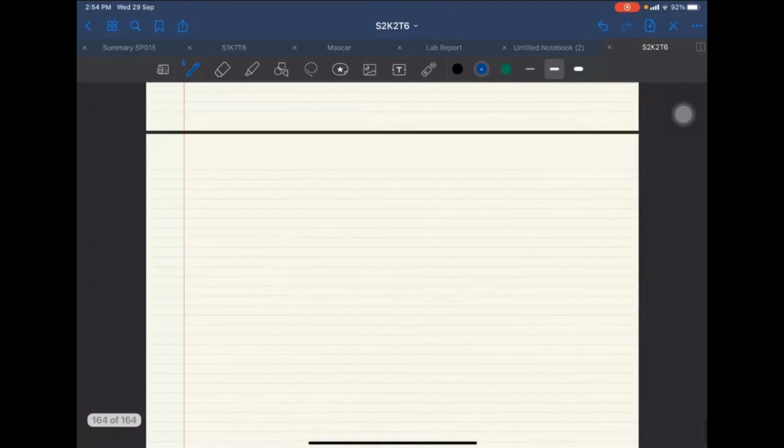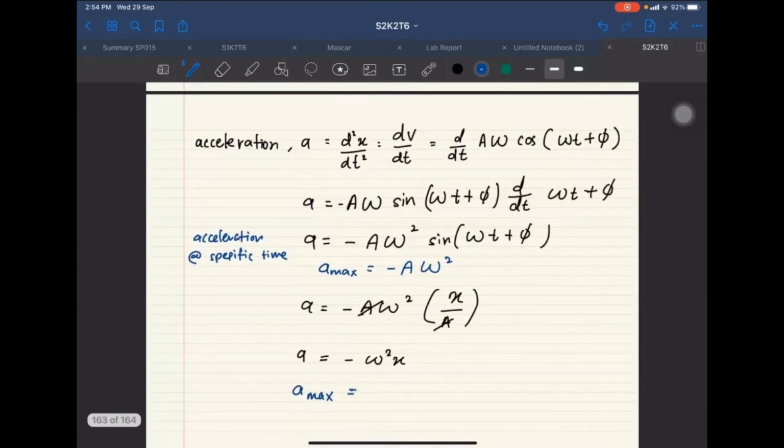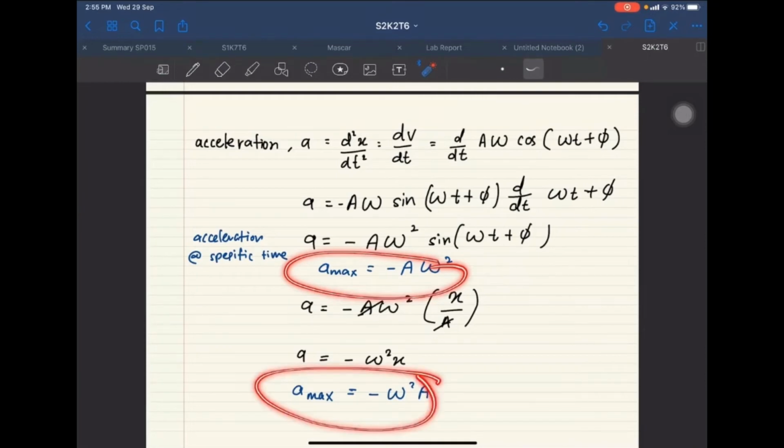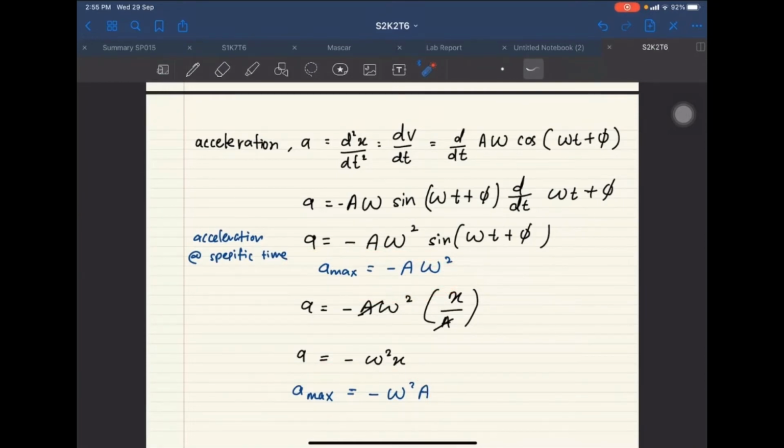So now my question again, A max ni masa bila? X ni sama dengan amplitude. Okay, and this formula is actually memang sama. So benda-benda dua-dua ni menerangkan benda yang sama. So A maximum is when it is at the amplitude.